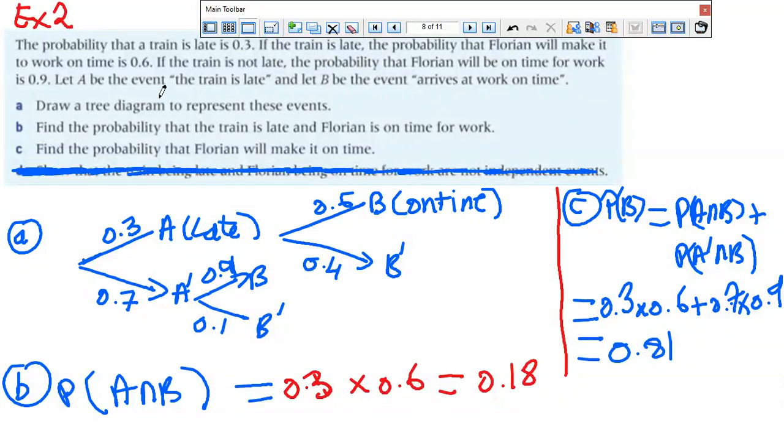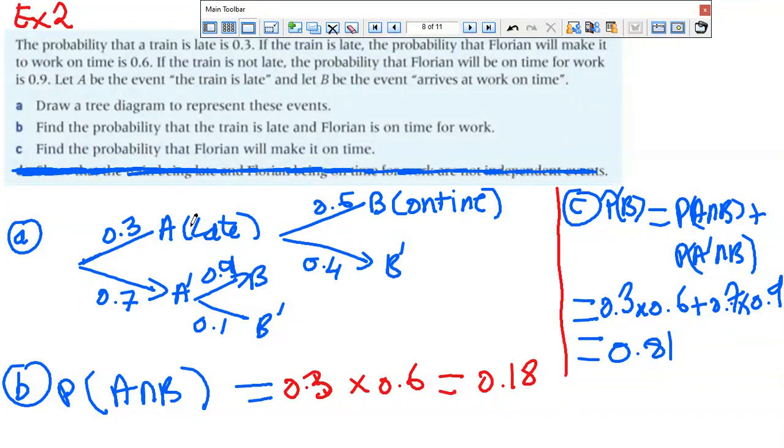Now, let A be the event the train is late. So I'm going to repeat again. It means I'm starting from the train is late. So I will read again. The probability that a train is late is 0.3. It means the train is late 0.3. What is the opposite event? It's not late. So A prime, how are we going to find it? It's 1 minus 0.3, which is 0.7. Now I'm here. They said the probability that Florin will make it to work on time is 0.6.